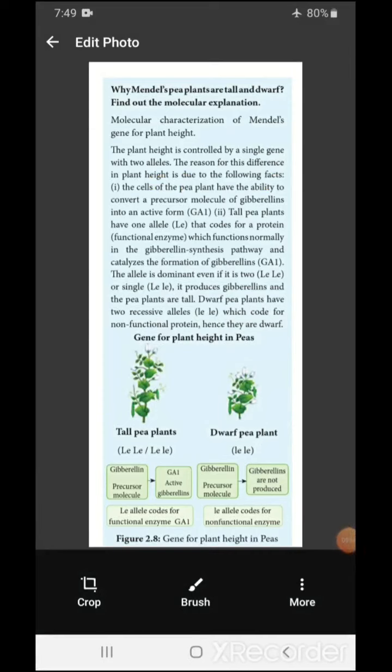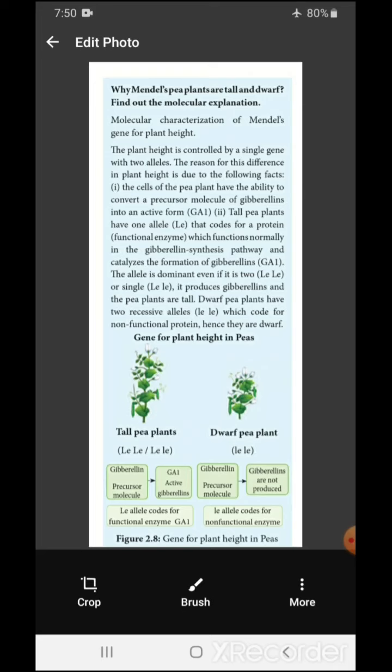Now, why are Mendel's pea plants tall and dwarf? Why are Mendel's pea plants tall and dwarf? Find out the molecular explanation. Here we look at the characteristic features. They produce the tall plant and dwarf plant. Already we know about the 7 contrasting characters of the pea plant.